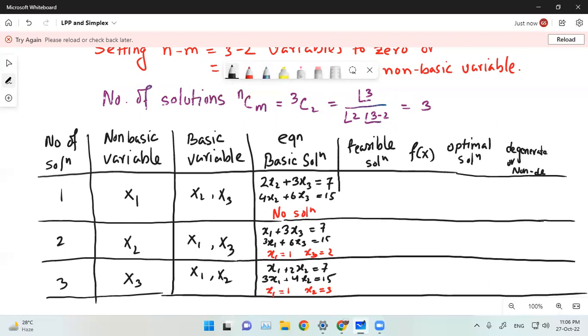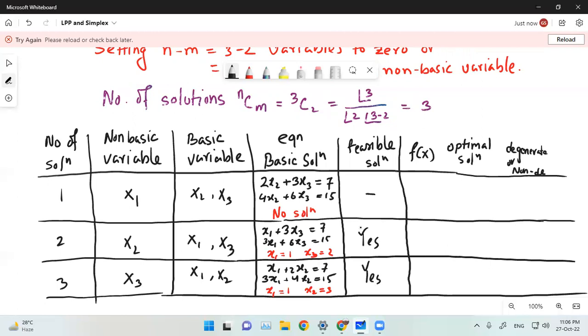Okay, so three solutions we figured out. In the first case, actually, there is no solution. Now, whether our solution is feasible or not, we have defined feasibility by saying whether the non-basic variable values are 0 or not. So in the first case, there is no solution, so no question about that. But in the second case, we can see that both x1 and x3 are positive, so the solution is actually feasible. And in the third case as well, x1 and x2 both are positive. So the solution is basically feasible, yes.